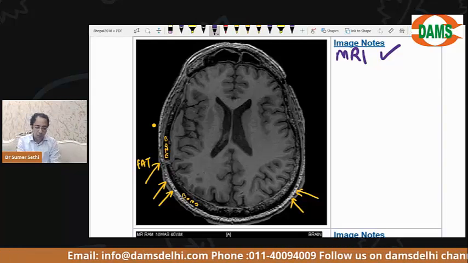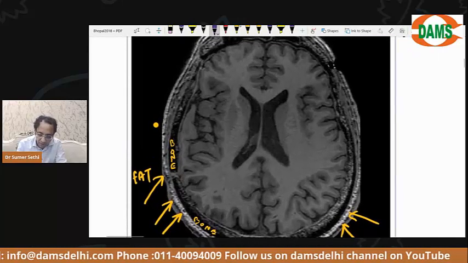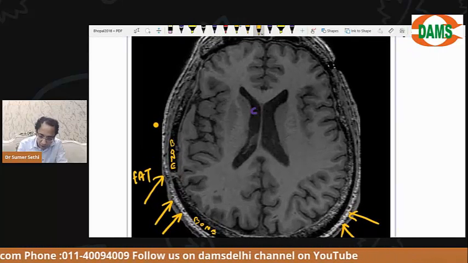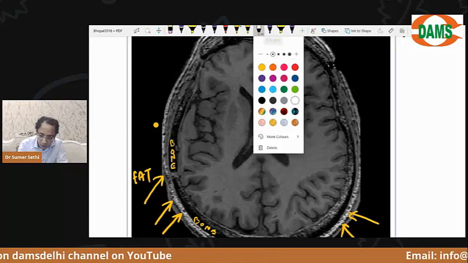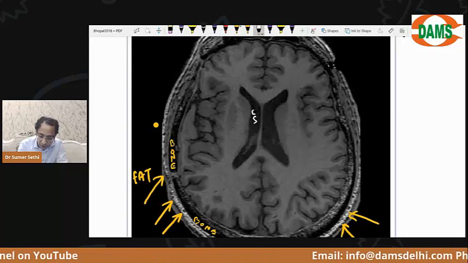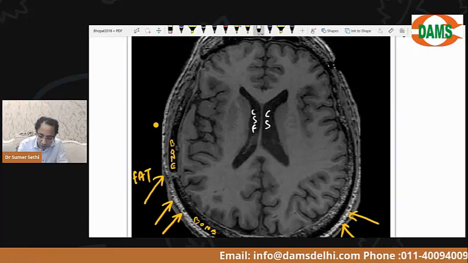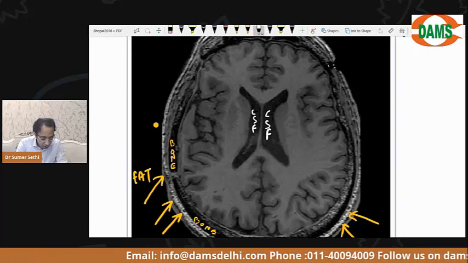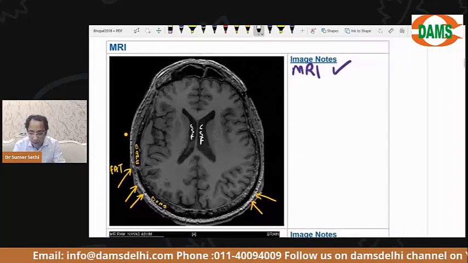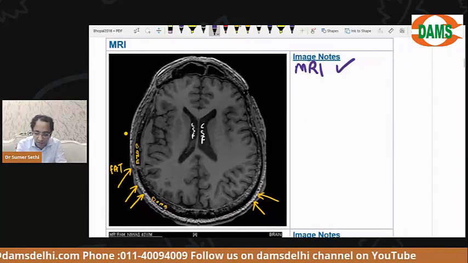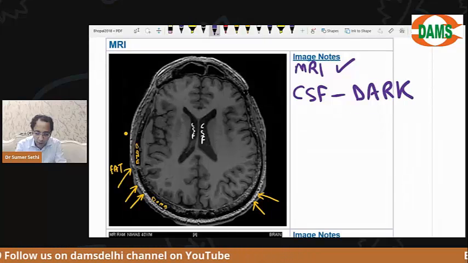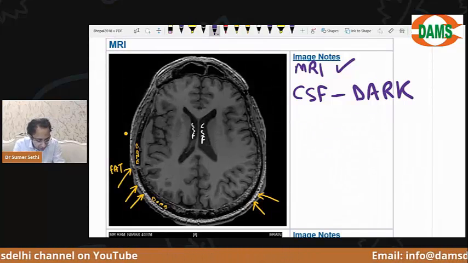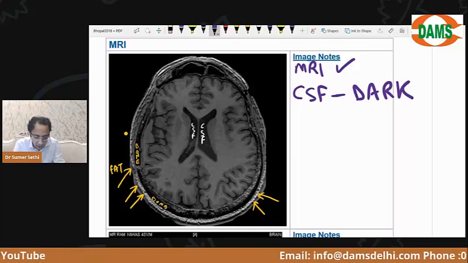Okay, children? Now look at the CSF. CSF will be present inside your lateral ventricles. Do you agree? So this is your CSF. Inside the lateral ventricle, the CSF is seen. The CSF is appearing dark. Everybody clear? CSF on this MRI image is appearing dark.